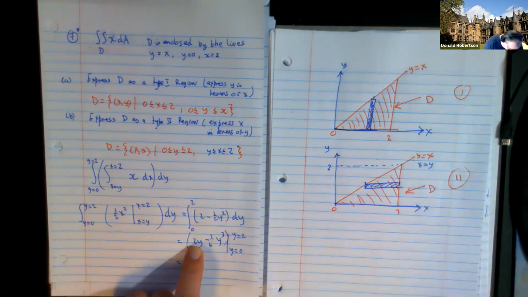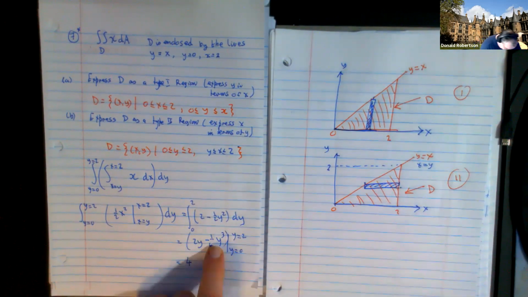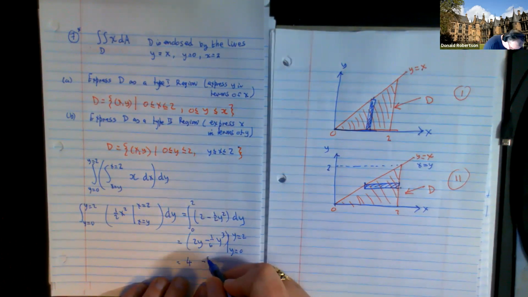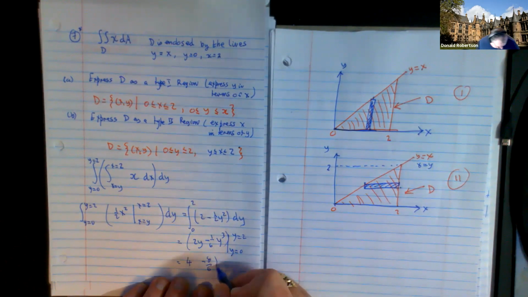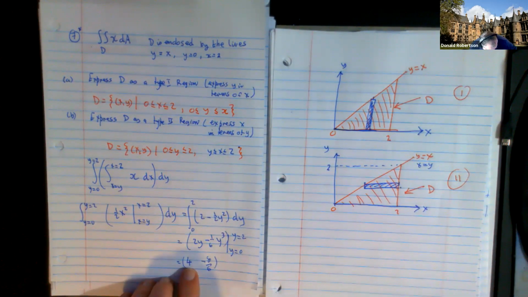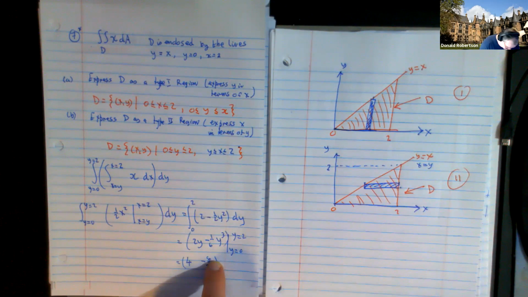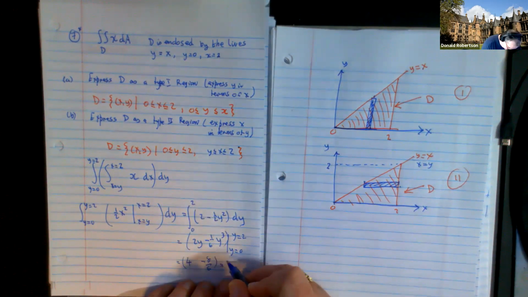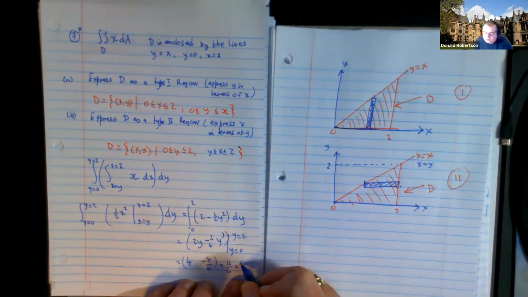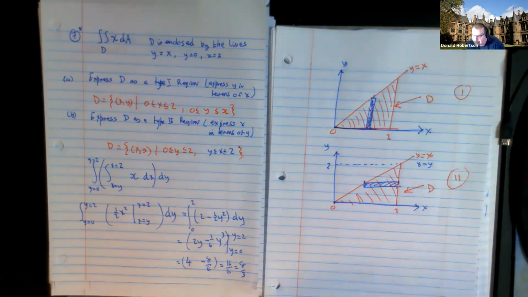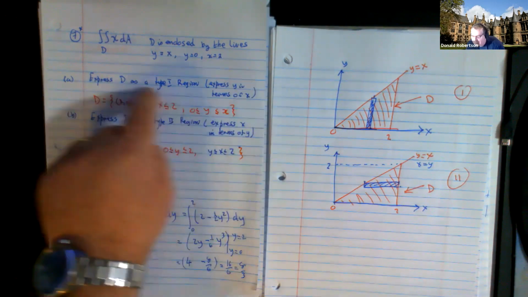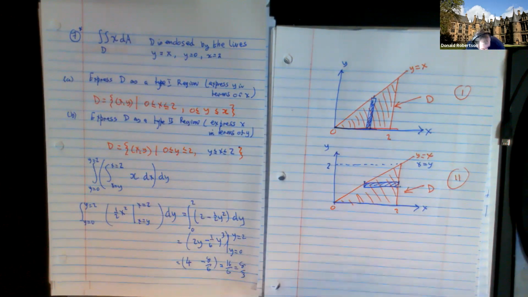If you plug in 2, you get 4. If you plug in 2 here, you get 8/6. Take away nothing. Oh, who cares, right? Turn that into 24. 24 take away 8 is 16. 16/6, which of course is 8/3, and that's your answer. Now, if I'd done the other one, this top one, I would also get 8/3.